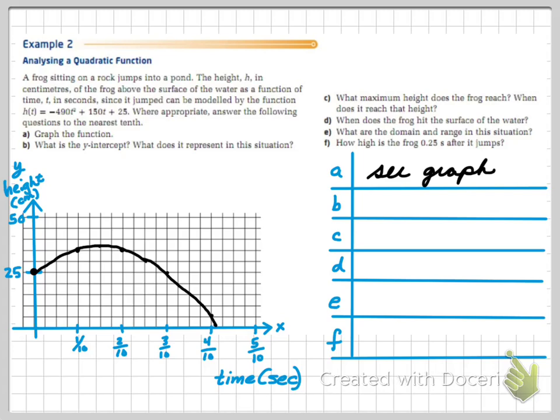B, what is the y-intercept and what does this represent? Well, the y-intercept would be the point where the frog is jumping from, at the top of a rock 25 centimeters above the pond. At time 0, he's about to jump.